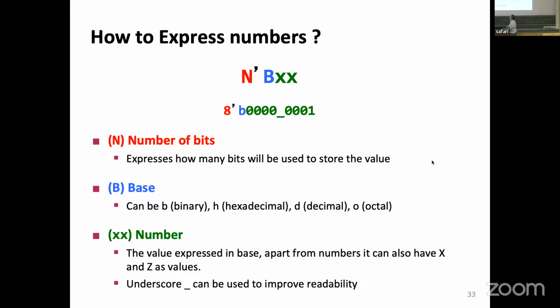And then comes the number. The value will be expressed in that base. It can also have X and Z in it. And also, if you have too many digits, you can use an underscore to separate them. Question? Is there a notion of negative? That's a good point. We are not talking about the value of the numbers now, because the way that I write it can be interpreted in different ways.